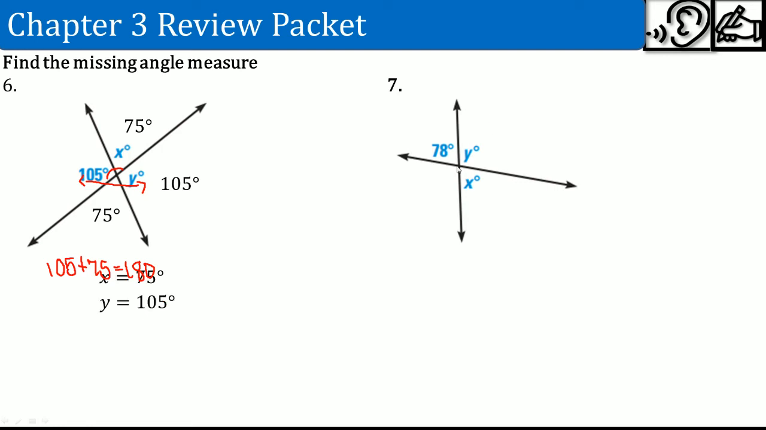Same process here. You know that these are linear pairs. So we know that this is 102, because 78 plus 102 is equal to 180. This is 78, because you could either do linear pairs here or say that these two are vertical angles. And this is 102 as well. So x equals 78 and y equals 102.